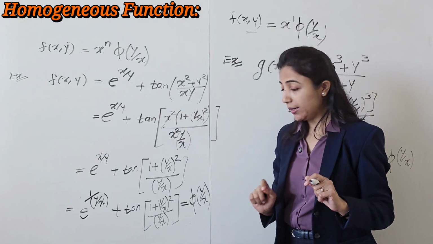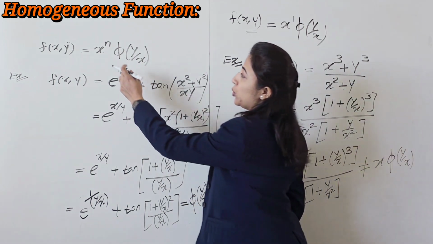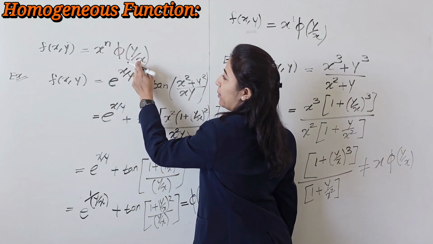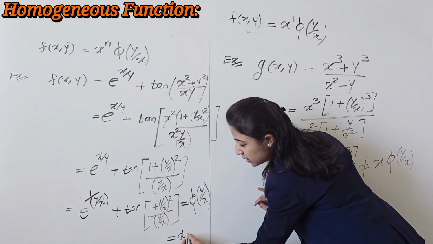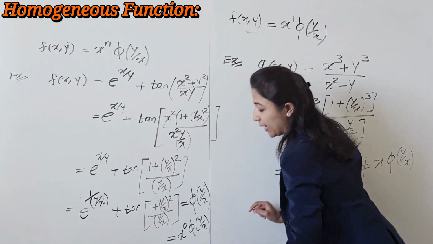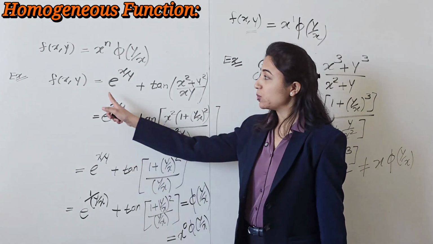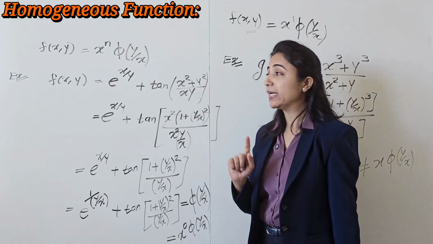What about its degree? Here there is no term outside, meaning we have to write x power n phi of y by x. There is no x, that means this is nothing but x power 0 phi of y by x. So hence we can say the degree of this function is 0. So this is also a homogeneous function of degree 0.